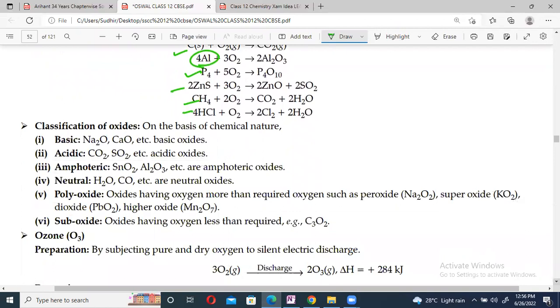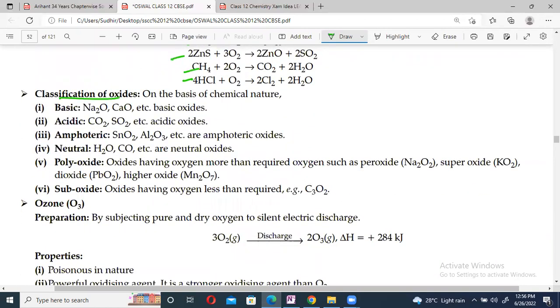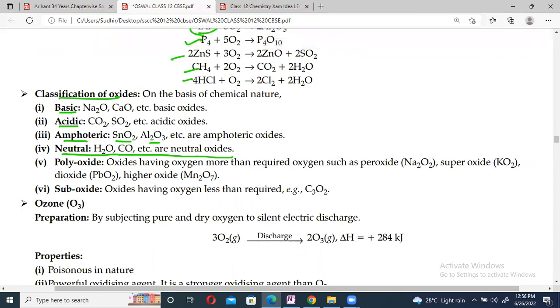Here, another important concept is the classification of oxides. All metal oxides are basic, non-metal oxides are acidic, and some are amphoteric, like tin oxide and Al2O3. Neutral oxides are there too. I will add some additional neutral oxides: N2O, NO are also neutral oxides. CO and water are also neutral oxides.